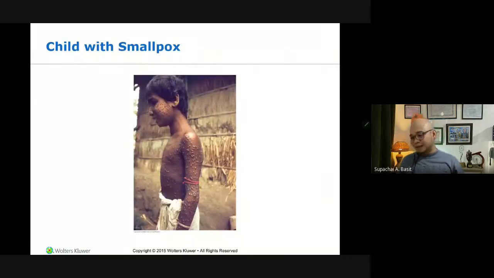So this is smallpox, the disease that was eradicated in the 1970s. Ironically, the pox lesion is that small.